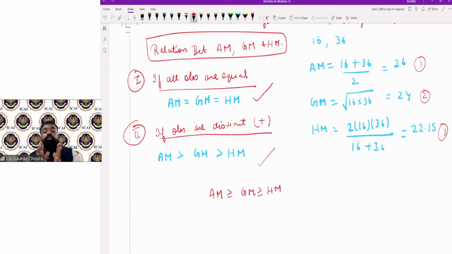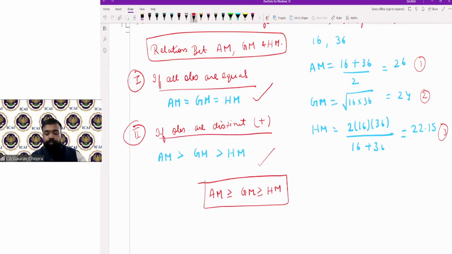If nothing is told about the observations, whether they are equal or different, then in that case we can use both signs together. We can use these two signs together. Okay. So this is the relationship between AM, GM, and HM.